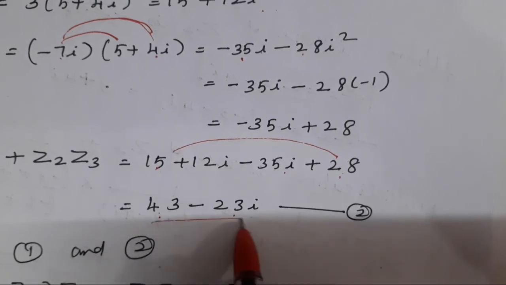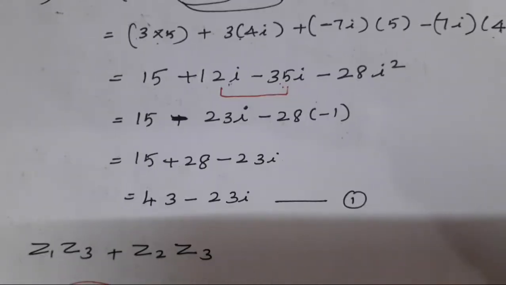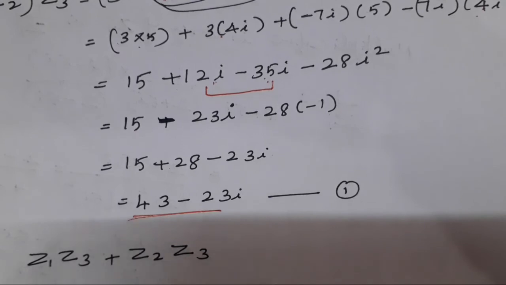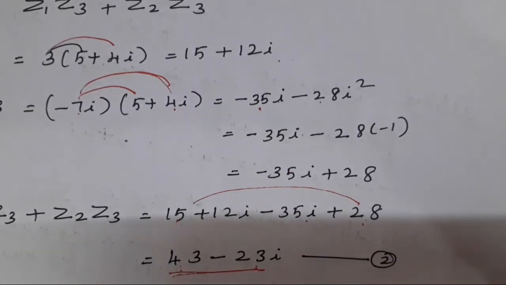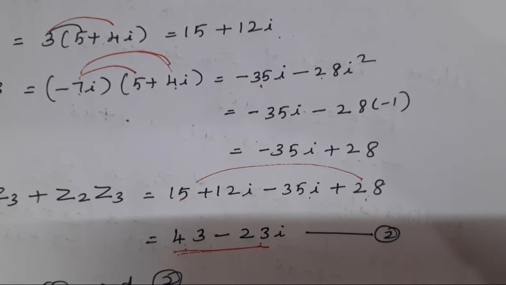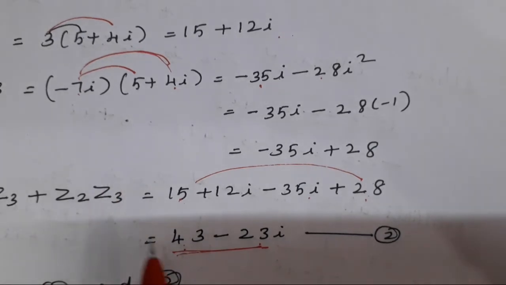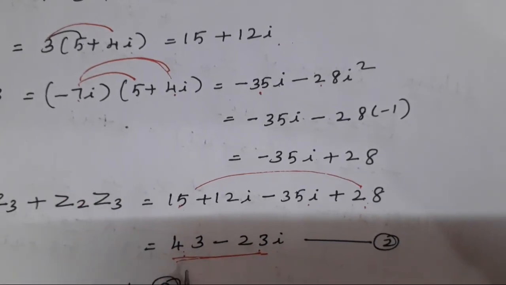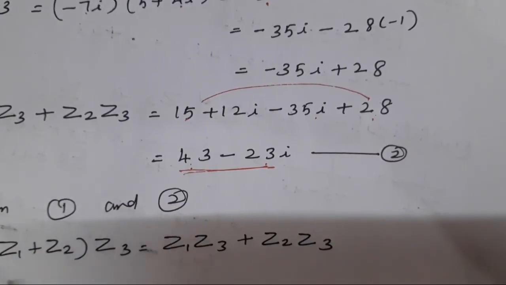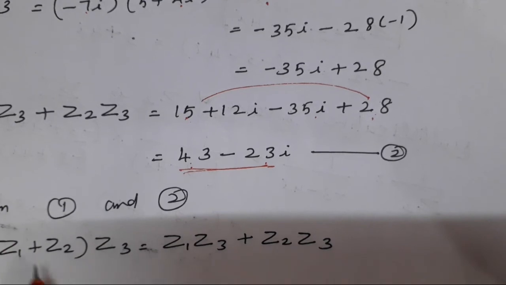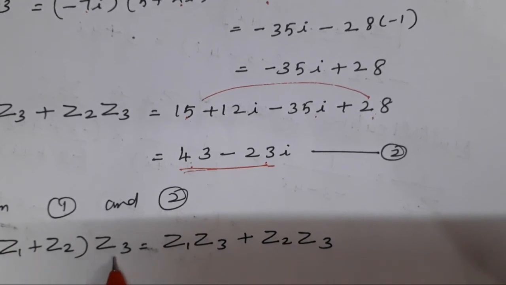So the result we get is 43 minus 23i. What about the first one? The first result is also 43 minus 23i. The second result also we get the same thing, 43 minus 23i. So from 1 and 2 you write this: as in the question, Z1 plus Z2 into Z3 equals Z1 into Z3 plus Z2 into Z3.